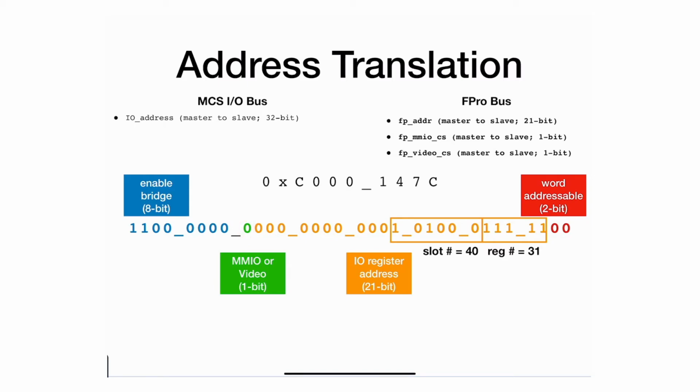And I'm writing 32 bits at a time. That's why we ignore these 2 zeros in here. And specifically, I'm communicating with whatever IO is connected to slot number 40, because this is what this here is in decimal. And more specifically, internally, I'm communicating with register number 31, basically the last register of that particular IO core. And that's how we do the address translation.